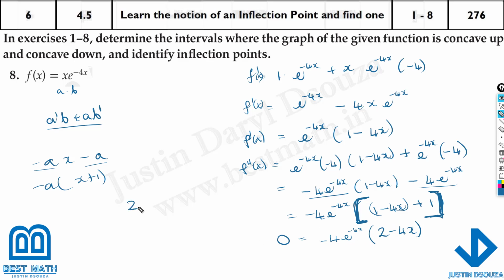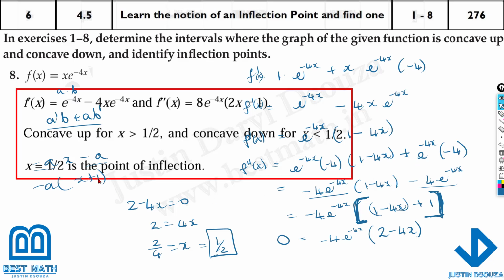Now, what about this? It's going to be 2 minus 4x is equal to 0. Let's solve it up. It'll be 2 is equal to 4x. Divide both the sides by 4. It's 2 by 4 is equal to x. That is 1 by 2, right? 2 by 4 is half. So the critical inflection point must be at half. And yes, that's the point.